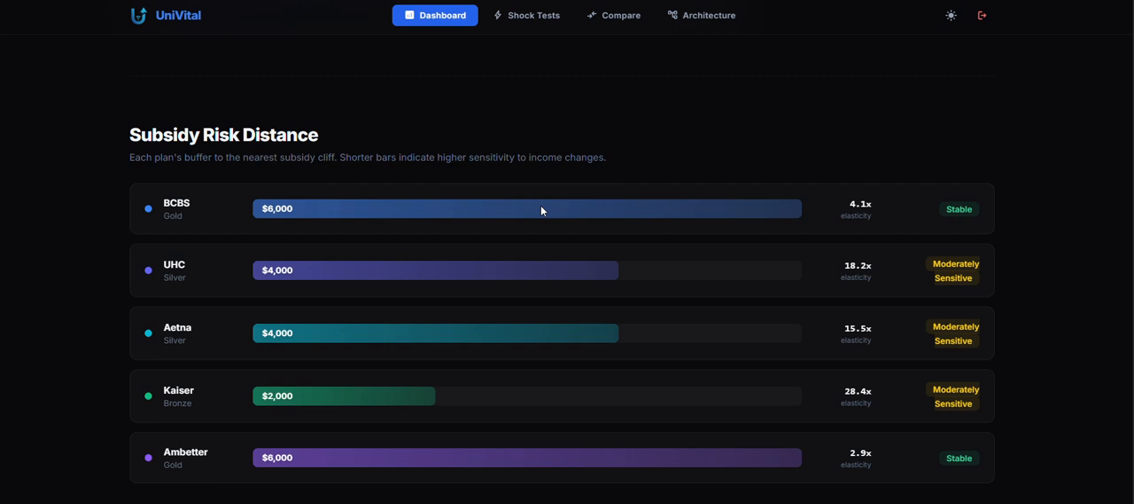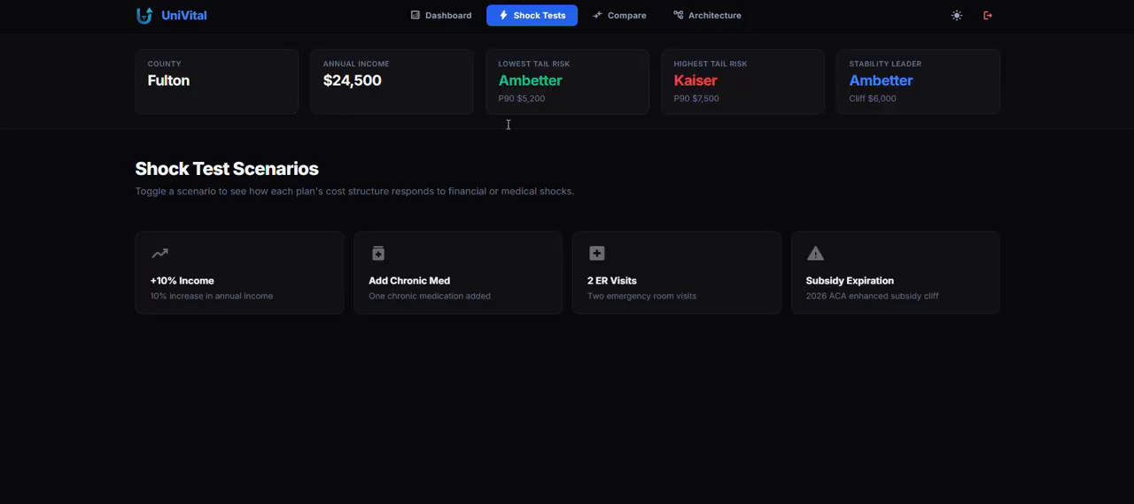Next, we compute cliff proximity for each plan. The cliff distance equals income threshold minus current income. Some plans give you more buffer, others put you closer to a discontinuity. We also compute elasticity for each plan, which is a measure of how sensitive the plan's premium is to income changes. So students can directly compare which plans are structurally stable and which are cliff prone.